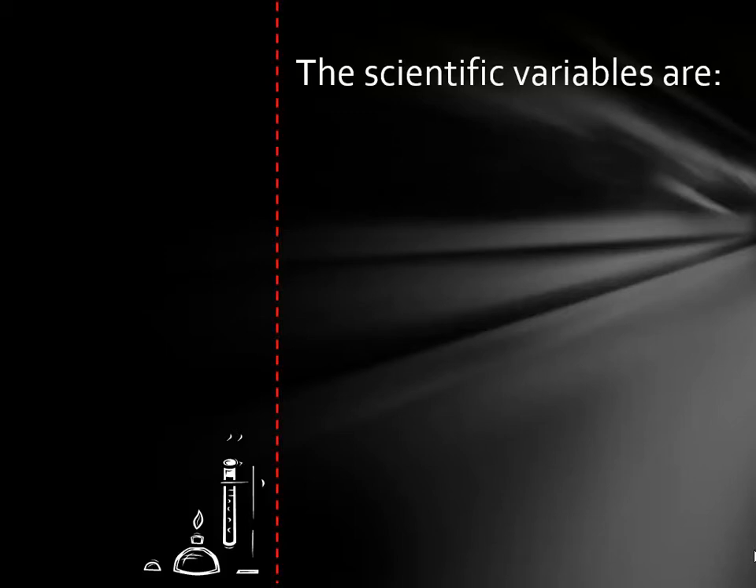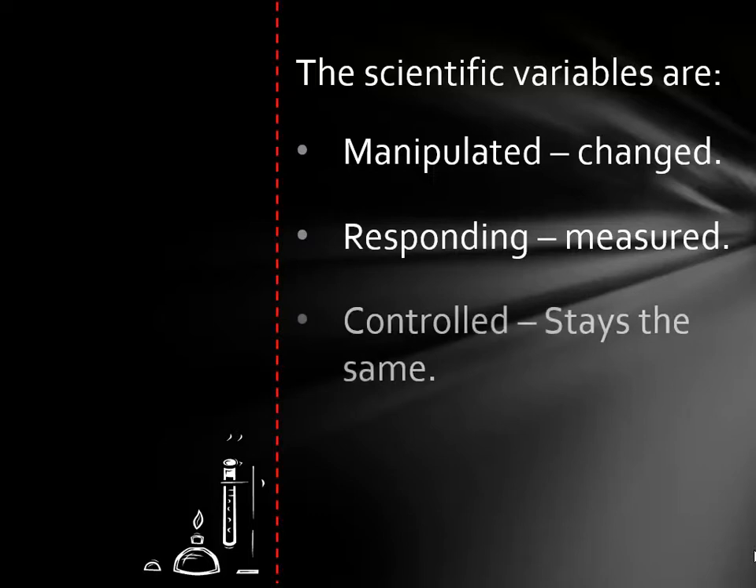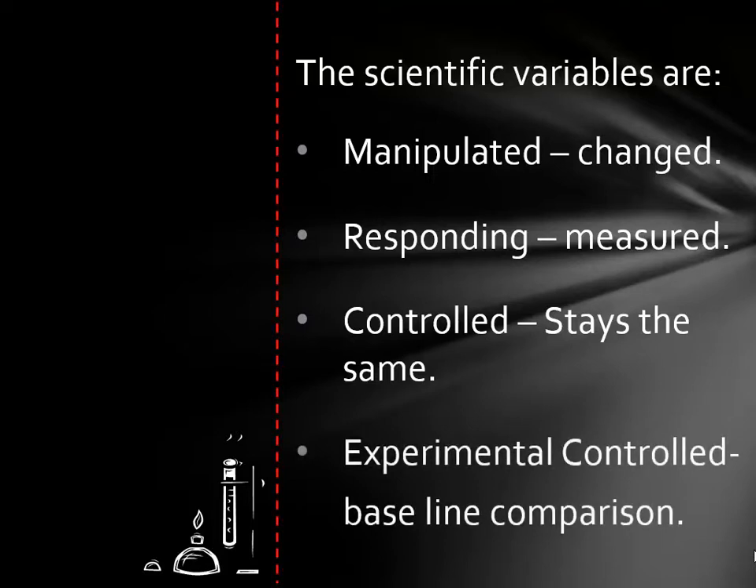The scientific variables are the following: the manipulated variable, which is a variable that is changed; the responding variable, which is the variable that is measured; the controlled variable, which is the variable that stays the same; and the experimental controlled variable, which is the baseline comparison for your experiment.